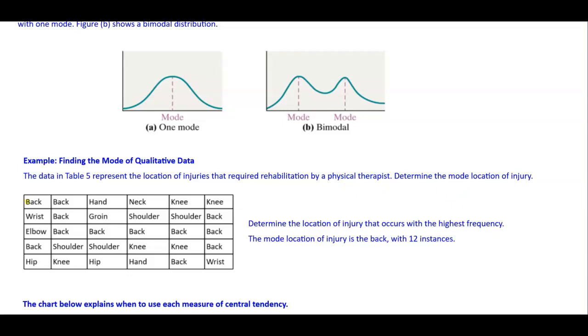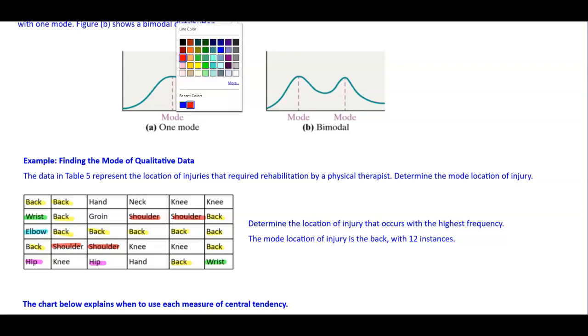So let's take a look at back. We have 1, 2, 3, 4, 5, 6, 7, 8, 9, 10, 11, and then 12. So far we have 12 of the back. Okay, so let's take a look at the wrist. We have 1 and then we have 2. Let's take a look at the elbow. We have 1. Let's take a look at the hip. We have 1, 2. Let's take a look at the shoulder. 1, 2, 3, and then 4.